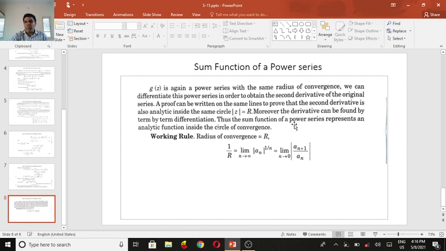The sum function of a power series represents an analytic function inside the circle of convergence. This is the way one function is convergent and the other function, the derivative function, converges in the same form. So this is the way I can prove it. The working rule, in the same way we take a problem in the next slide: 1 by r is the limit as n tends to infinity of a_n to the power 1 by n, which equals the limit as n tends to infinity of a_(n plus 1) divided by a_n. So this is the working rule for the radius of convergence.